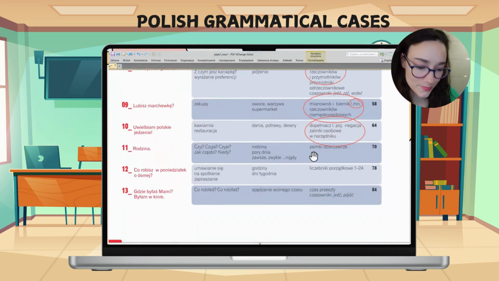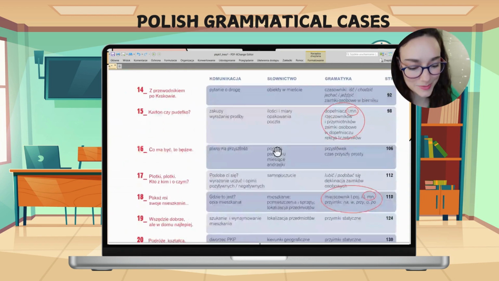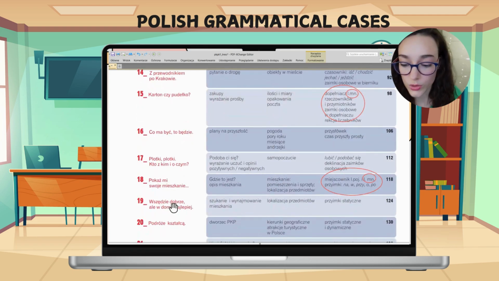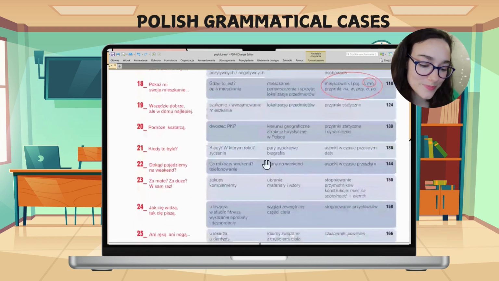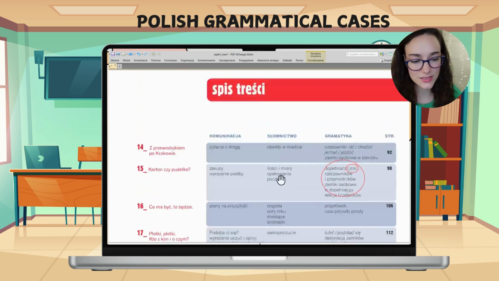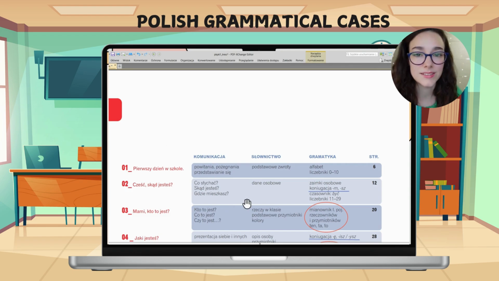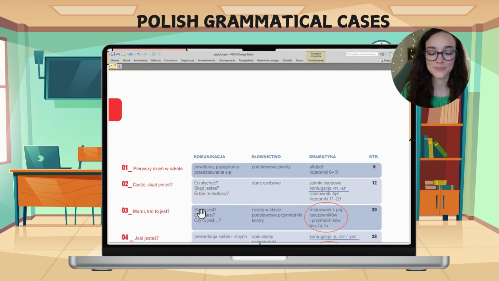Then we learn the genitive case. Then we will need to learn genitive case, plural. Later on, we need to learn the locative case. At the end, we also learn the dative case and vocative case as well. But this can go a little later because these are not the most important cases, the most used cases, like the accusative case or instrumental.